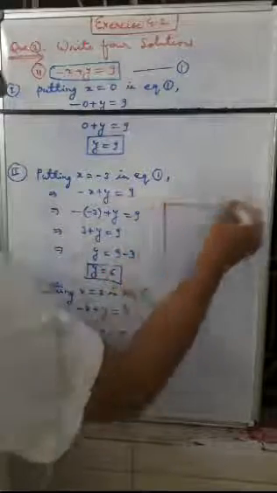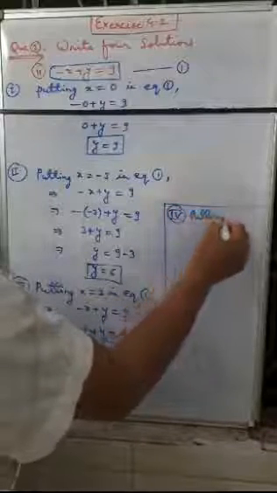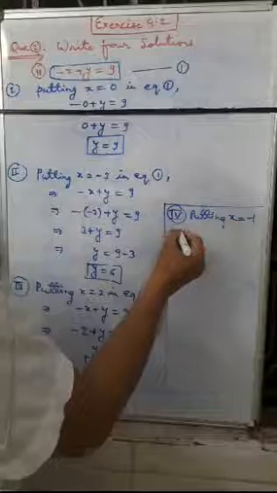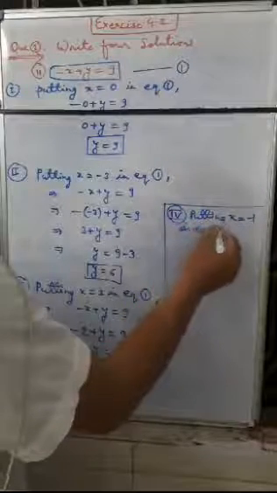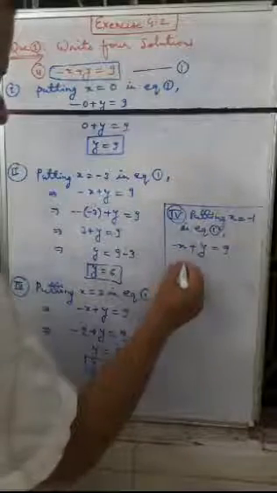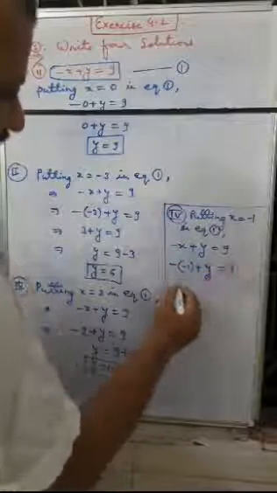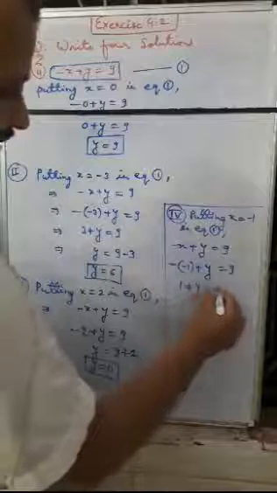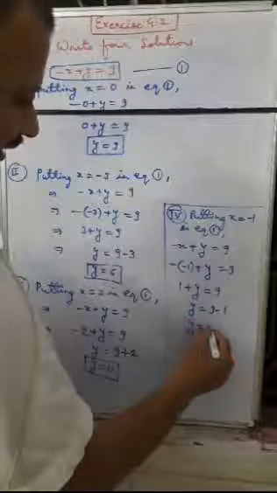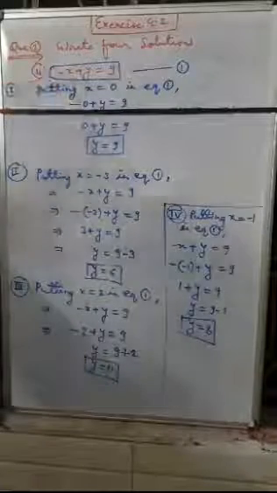Now the fourth solution, one more solution, putting x is equal to -1 in equation 1. So put here -x plus y is equal to 9. In place of x we are putting -1, so -(-1) plus y is equal to 9. So 1 plus y is equal to 9. So y is equal to 9, transferring 1 to the right hand side, that will become minus, so y is equal to 8. So these are the 4 solutions of this equation.